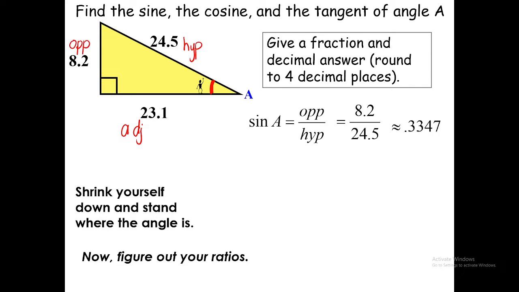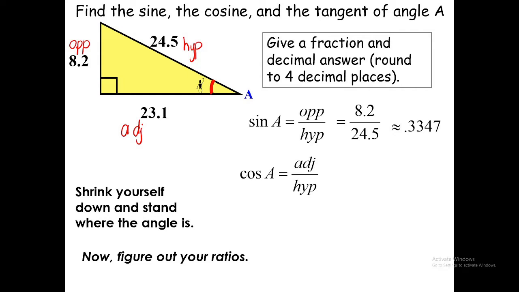Okay. Is this the answer? 0.3347? Yes, sir. Okay, there you have it. Let's go to cosine A. Cosine A, that's adjacent over hypotenuse. So what will you write over here?